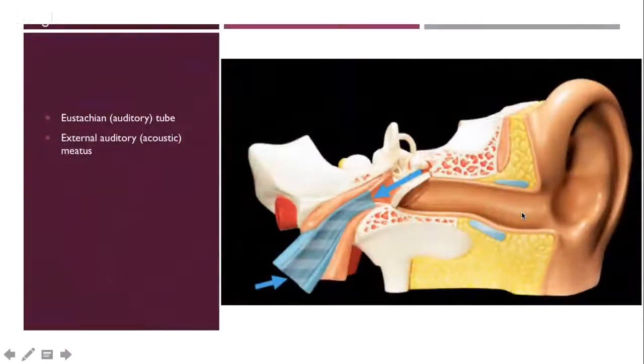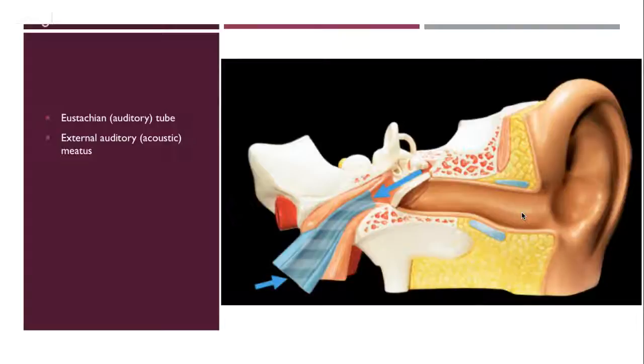Moving on to the ear now. So the biggest mistake I've seen with the ear is the mix-up between the eustachian tube and the external auditory meatus. Whatever you have to do to keep those two names straight is awesome. Just go for that, and just really make sure you don't get these two mixed up because that happens a lot with people.